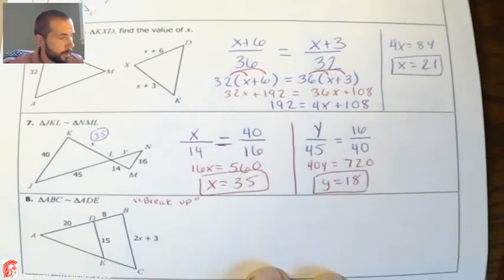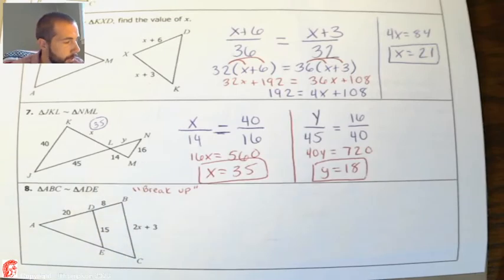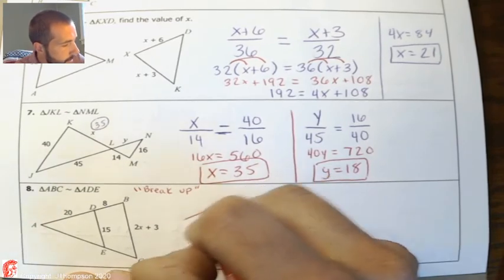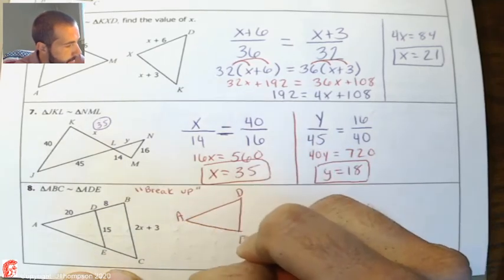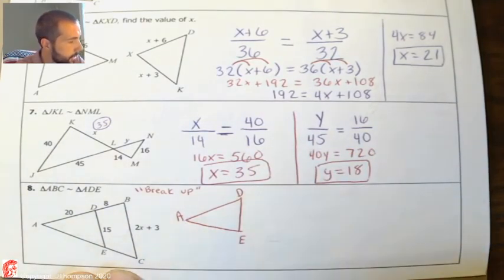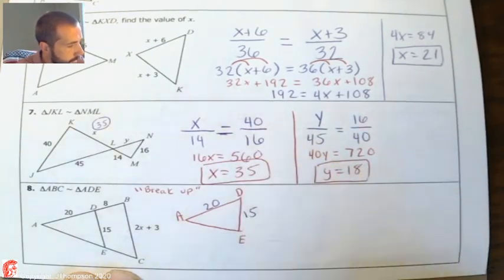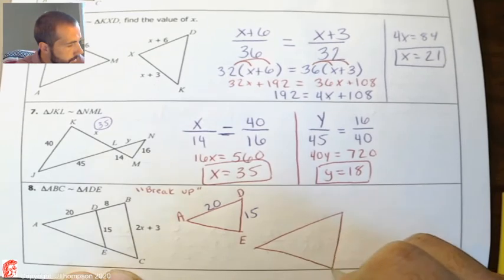All right, on to number 8. So number 8, we have two triangles there. One of them is just within the other triangle. So I wrote the words here, break up. What I'm going to do is redraw those as two separate triangles, just so you can see how this is going to work. So we have triangle ADE, the small one on the inside. I'm going to write all the sides that are there. So AD is 20, and then DE is 15. All right, the bigger triangle, that one's triangle ABC.